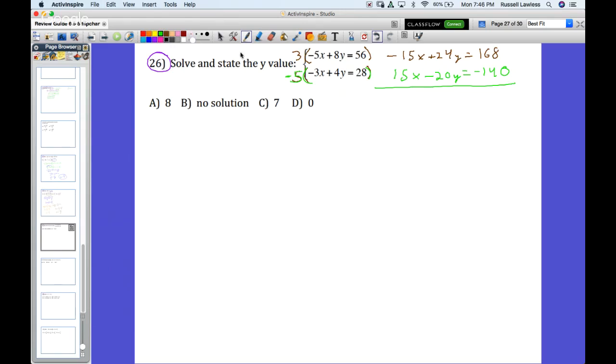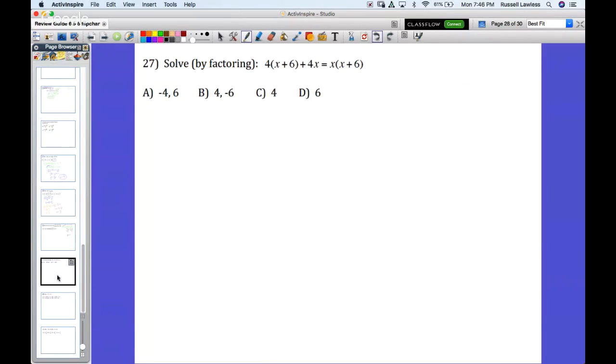So essentially what that does for me then is cancel out the 15x and leaves me with 4y equal to 28. Well, all I've got to do to solve for that is just divide both sides by 4, and y is equal to 7. And that's just solved through elimination. I just like to use elimination. If you like to use substitution, you do that, but elimination will be easier for this problem.